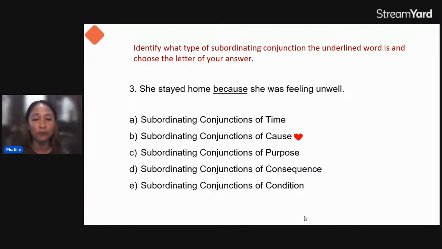Next, it's also not a condition. Again, it's not a condition. That means it's a conjunction of cause, because also of the conjunction because. It's very obvious. Okay, number four.